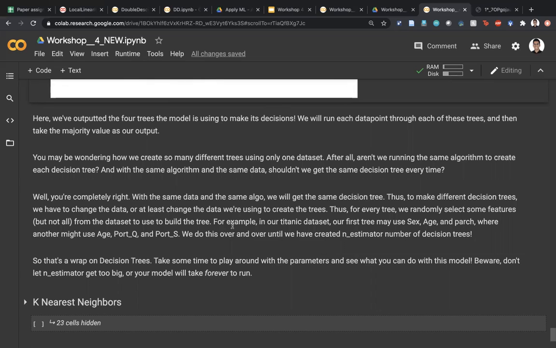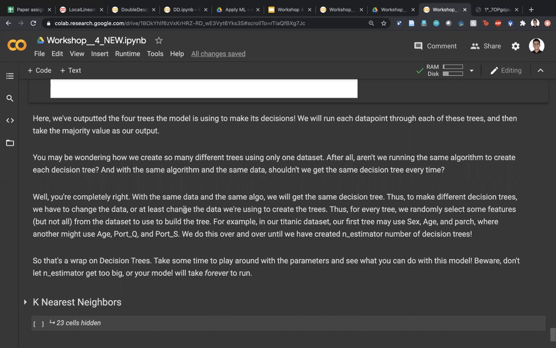Right. So in the Titanic data set, our first tree could use maybe sex, age, and the number of parents. Another might use the port and the age and so on. And you can play around with the hyperparameters, how many features each decision tree has access to, and so forth. And you can probably come up with a random forest model that gives you a very high training and testing accuracy. So that's pretty much everything we wanted to cover about decision trees. So feel free to play around with the hyperparameters and see what you can do.